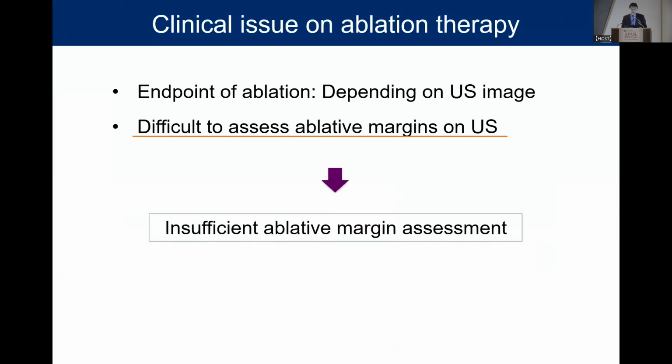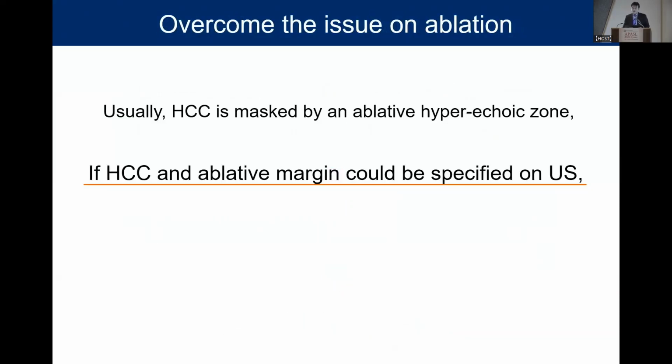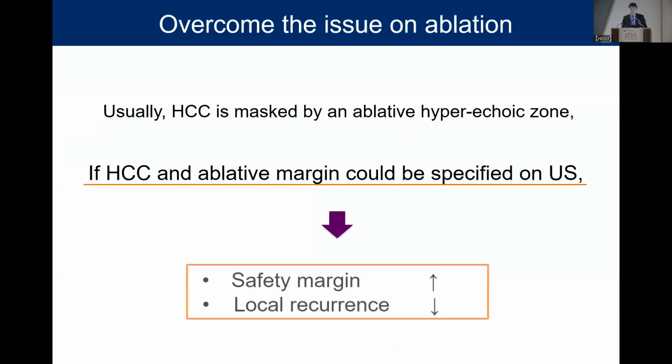It could lead to insufficient ablative margin assessment. It could be a risk of local recurrence. If the HCC and ablative margin could be specified on ultrasound during ablation, it is expected that the rate of safety margin achievement would improve and local recurrence would decrease.